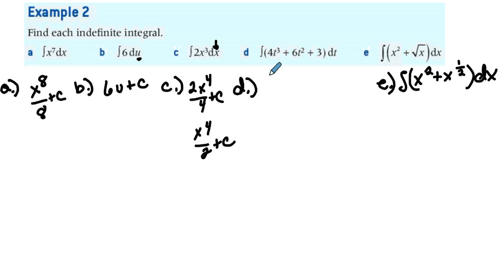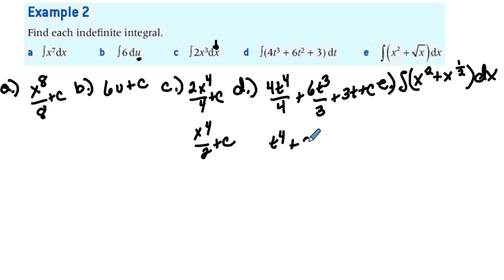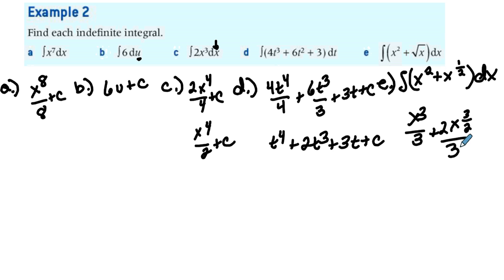Integrating sums, I just integrate each individual piece. So that becomes 4t to the 4th over 4 plus 6t cubed over 3 plus 3t plus c, which simplifies to t to the 4th plus 2t cubed plus 3t plus c. And then the last one gives me x cubed over 3 plus x, oops, fix that, plus x to the 3/2 multiplied by the reciprocal plus c.